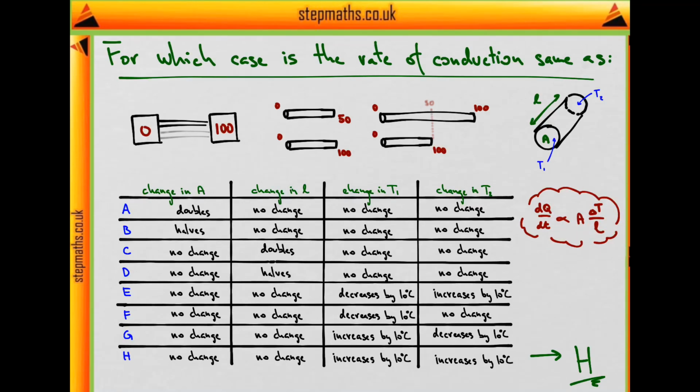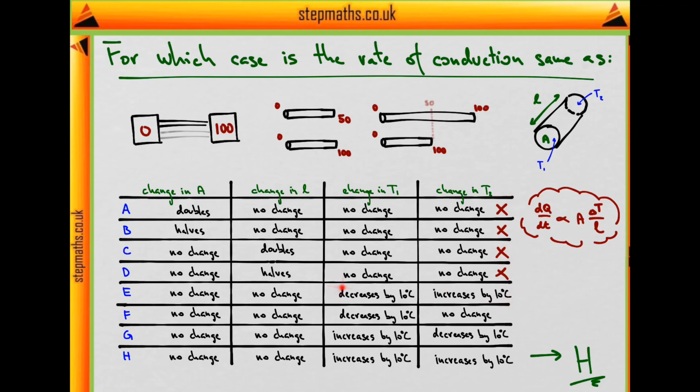And now that we have investigated all these dependencies and we have our little formula, we can see that changing only the area or only the length will always change the rate of flow of the heat, or the rate of conduction. So if we only double or only halve the area, or only double or only halve the length, that will always halve or double the rate of conduction. So the first 4 options all have to be wrong.